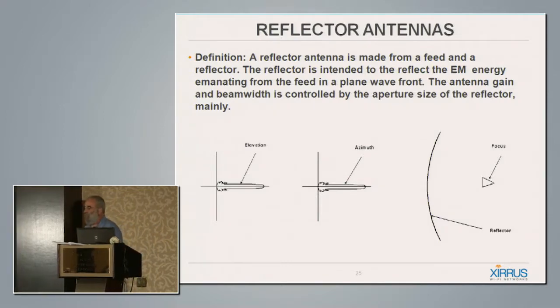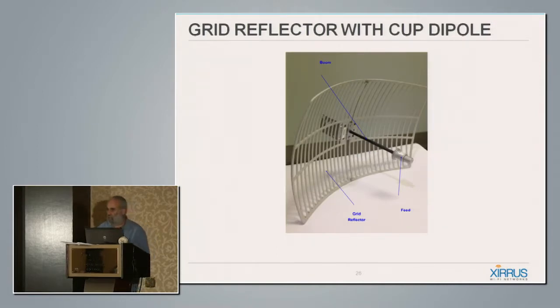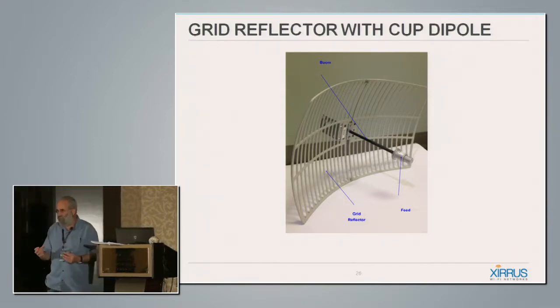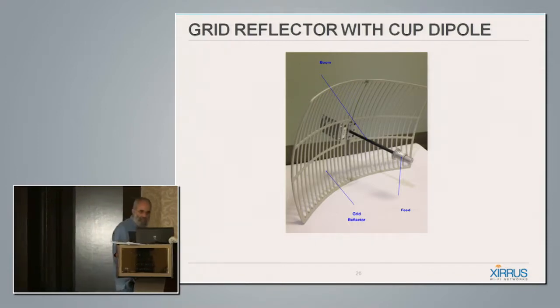If we try to achieve more gain, it's much more practical to go to a reflector antenna because it's made out of a reflector and a feed, and you don't have to create an array with all the losses, all the inefficiencies within the feeding network.